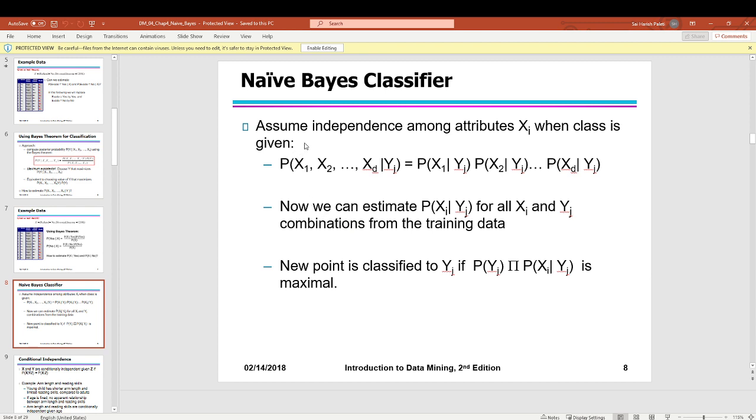Now we have to assume independence among attributes xi when the class is given. As I said earlier, we have to consider all the input features independent in Naive Bayes classification problems. The same thing that we are using here. So by using that assumption, we can estimate the probability of xi given yj for all xi and yj combinations from the training data. We can get all the conditional probabilities.